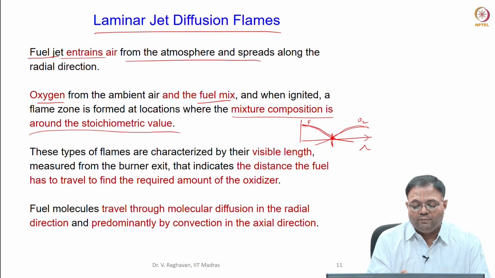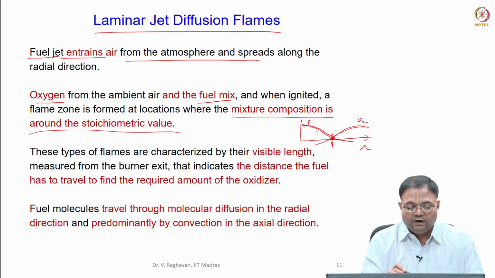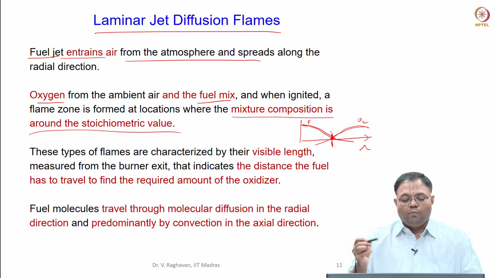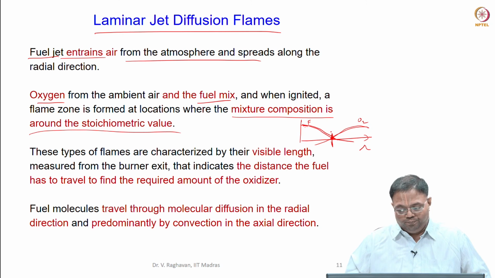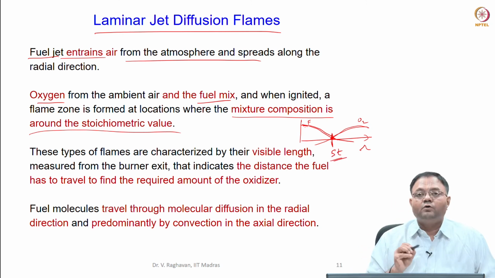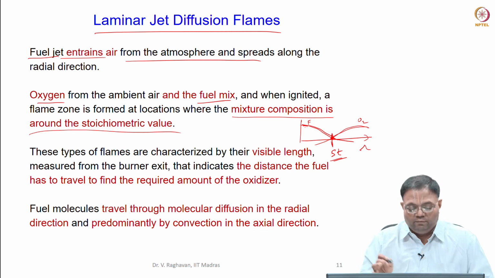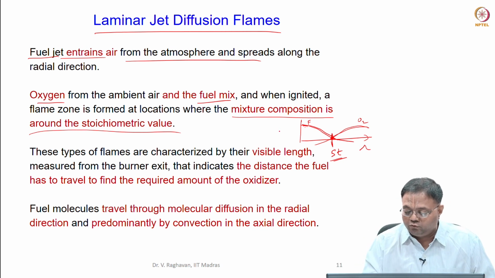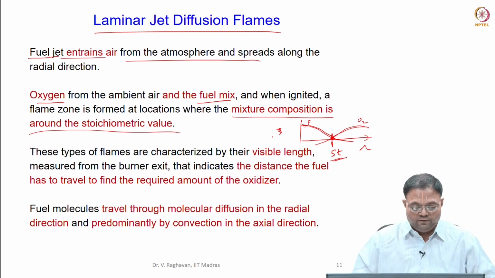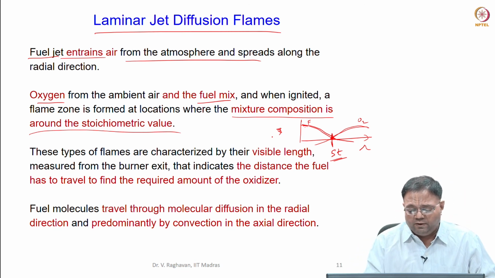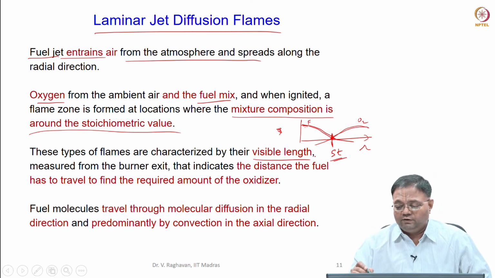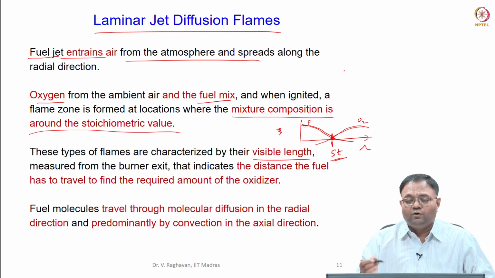The oxygen in the ambient and the fuel mix, and when ignited a flame zone is formed at locations where the mixture composition is around the stoichiometric value. So, this is the stoichiometric value, and there the flame will be formed. So, this is at a particular x location. If you trace all the x locations, you will get the flame surface. These types of flames are characterized by the visible length. For example, I will show you the figures later.